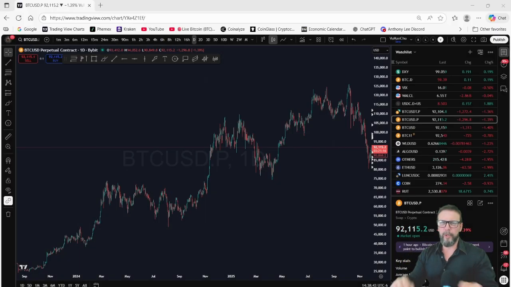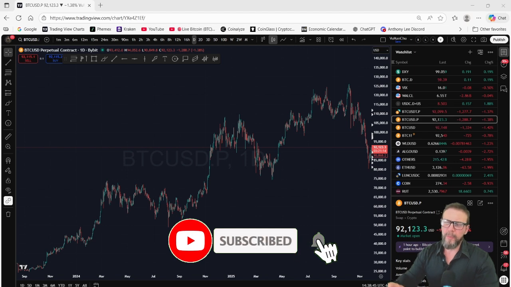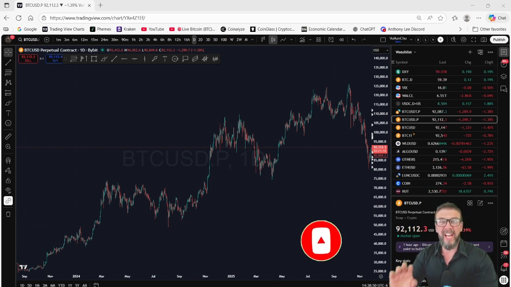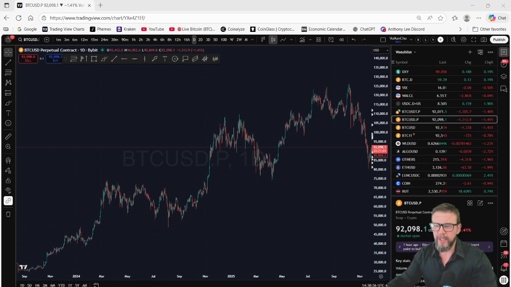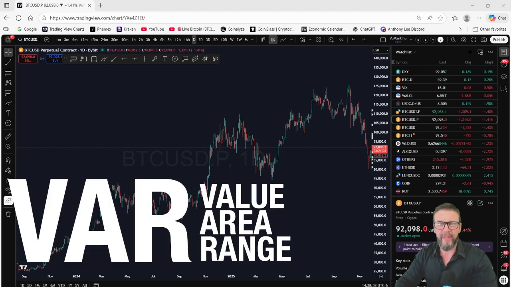Here we have the Bitcoin chart pulled up. Now, we're going to use Bitcoin as an example, but this works on any asset in the world that has a chart that you want to pull up. So let's take a look at Bitcoin. Let's go over the first acronym that is commonly used, and that is VAR. That stands for Value Area Range.